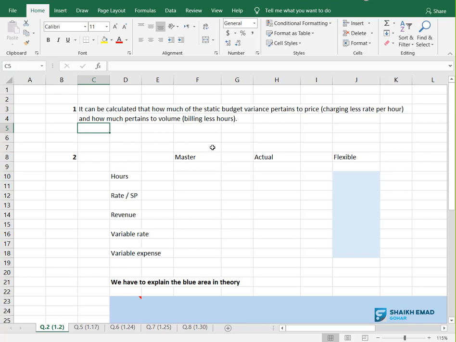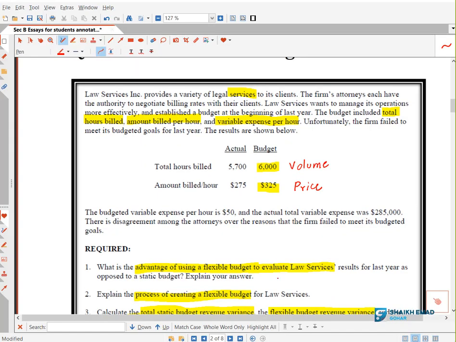If you just write overall, we will see how much of the variance pertains to price and volume, full stop, it means you didn't apply to the scenario, you will not get full marks. I hope it's clear with everyone. So make sure you apply to the scenario, specifically when the question mentions the company's name in the requirement. They mentioned the company name in the requirement, so you need to make sure that you apply to the scenario somehow.